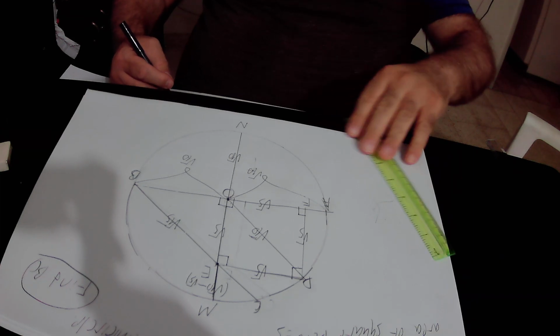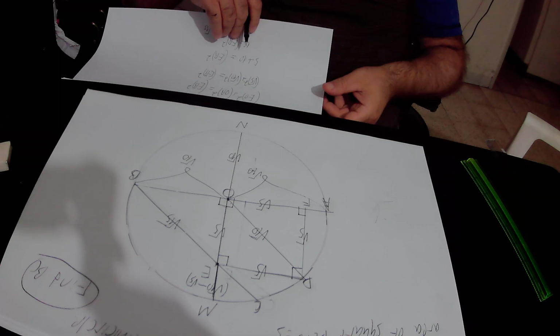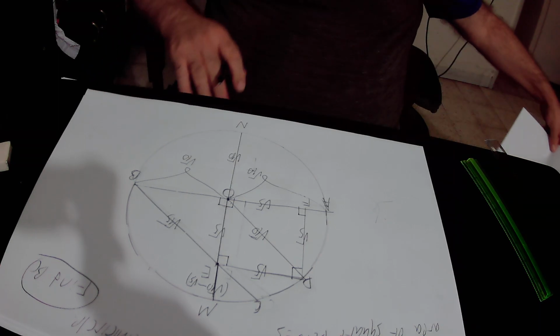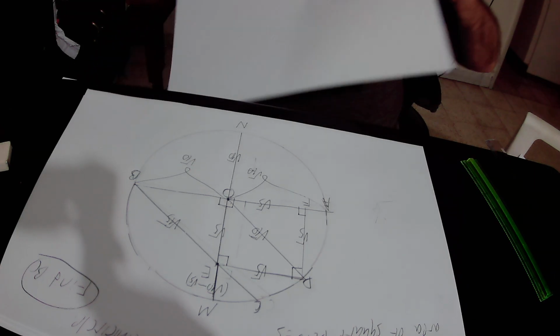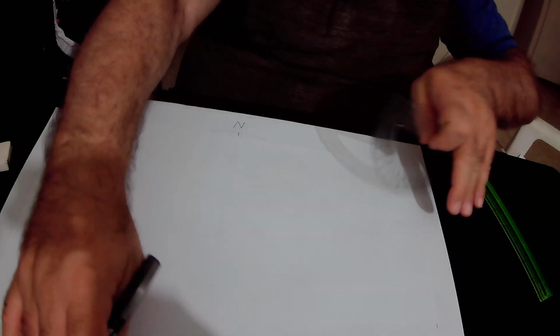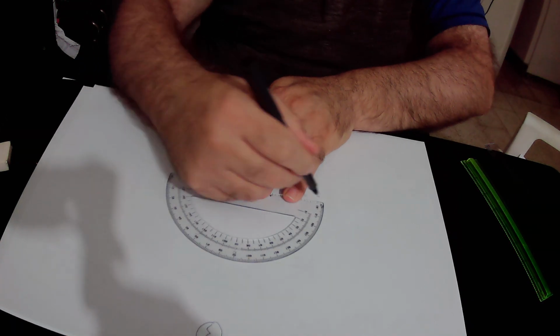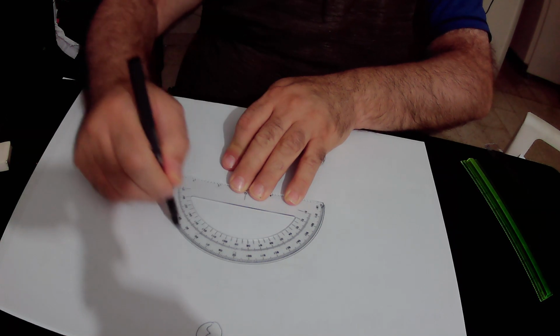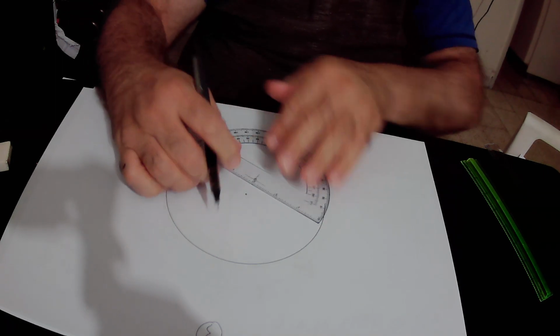In the next step, I will present to you a new rule. It is true in any circle. If we have this circle, it could be any circle.